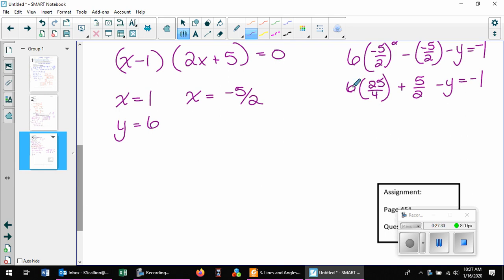Could I do this? Are you guys okay if I do this? Anybody know why I do that? Because then I get a common denominator, so life's a little bit better. And I can do 3 times 75 and 3 times 25, so I've got 75 over 2 plus 5 over 2 minus y equals a negative 1. So I have 80 divided by 2. Can I simplify that?